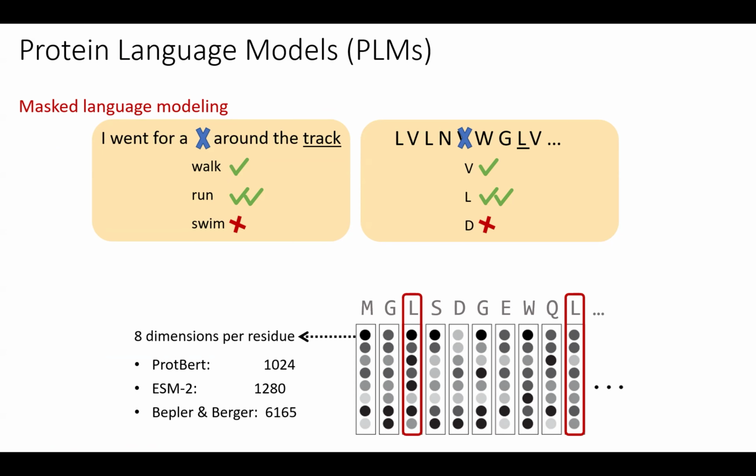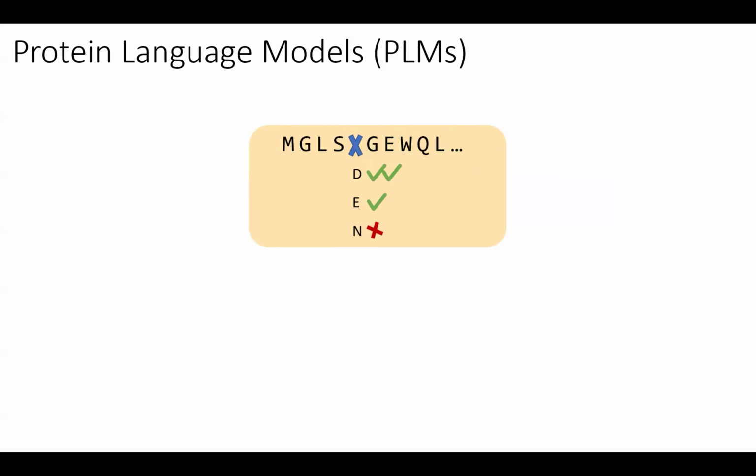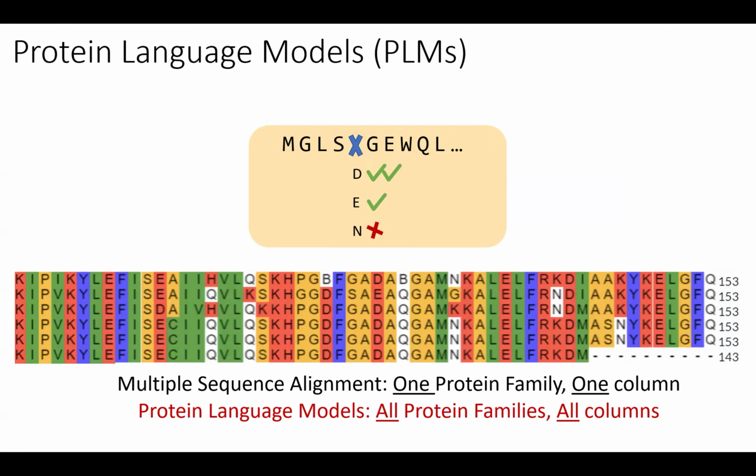So another way to think about what PLMs can do for you is to think of it as a comparison to multiple sequence alignments. PLMs are essentially trying to learn the rules of evolution, like evolutionary conservation, and that is what a multiple sequence alignment also does. But with a multiple sequence alignment you do it one protein family at a time. You have to find similar sequences, line them up, and then look at conservation per column.